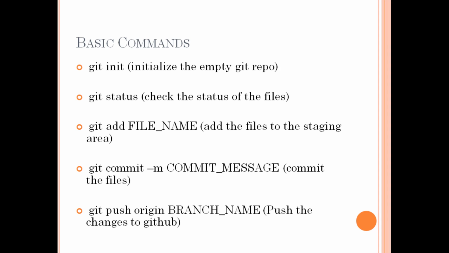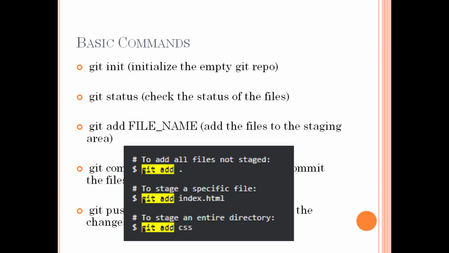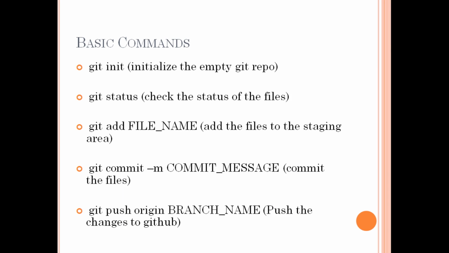Next command is git add. This command adds files to the staging area for Git. Before a file is available to commit to a repository, the file needs to be added to the Git index, staging area. There are a few different ways to use git add: by adding entire directories, specific files, or all unstaged files.